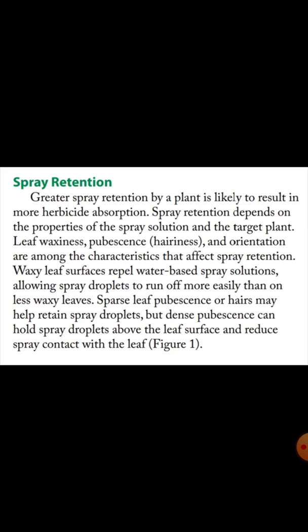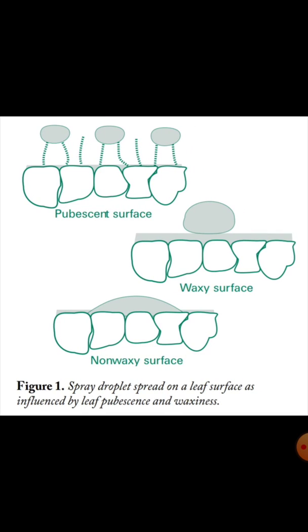Herbicide absorption is the retention or staying of spray over the plant part. So what are the factors which are inhibiting or enhancing the absorption of herbicide over the plant part? Here we have a diagram. See, it depends upon the leaf surface.